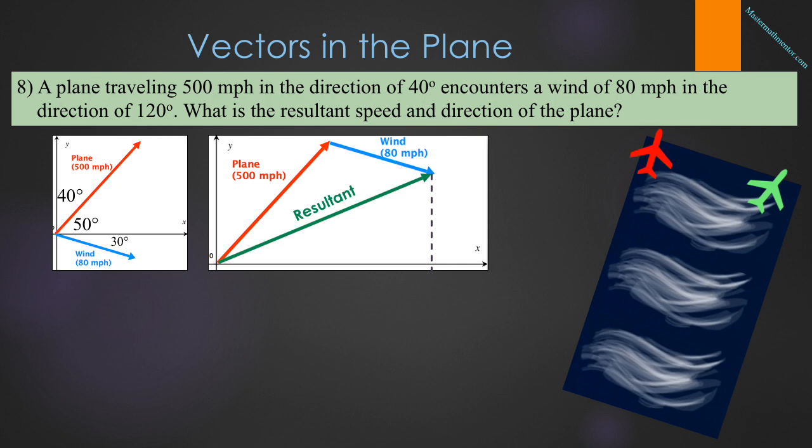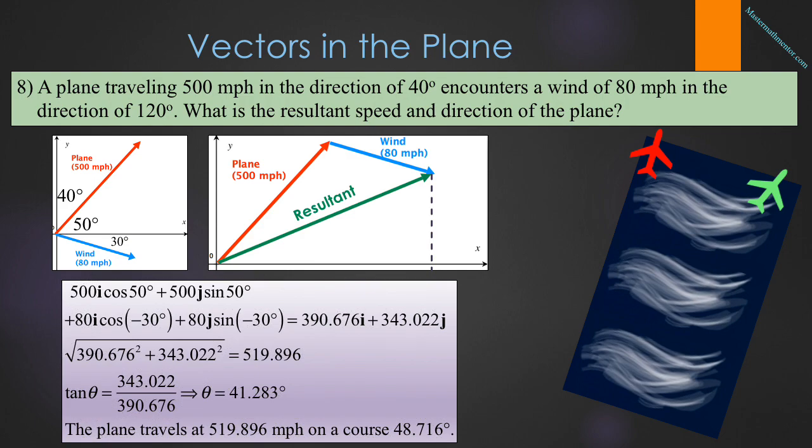We next make a vector diagram where we move the blue vector to the head of the plane vector, and the resultant vector is the green vector. That is the path that the plane will actually travel. Next, we add our plane vector and our wind vector. Realize, though, that the calculator measures angles from the horizontal. So the plane traveling in the direction of 40 degrees is really, to the calculator, a direction of 50 degrees.